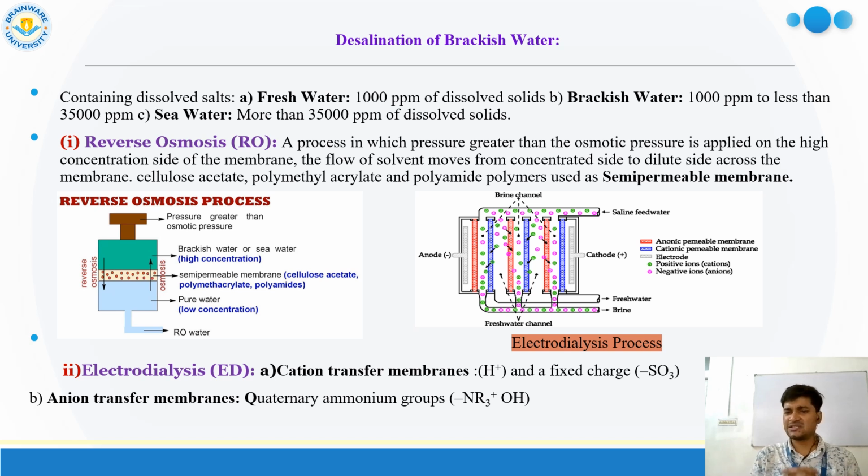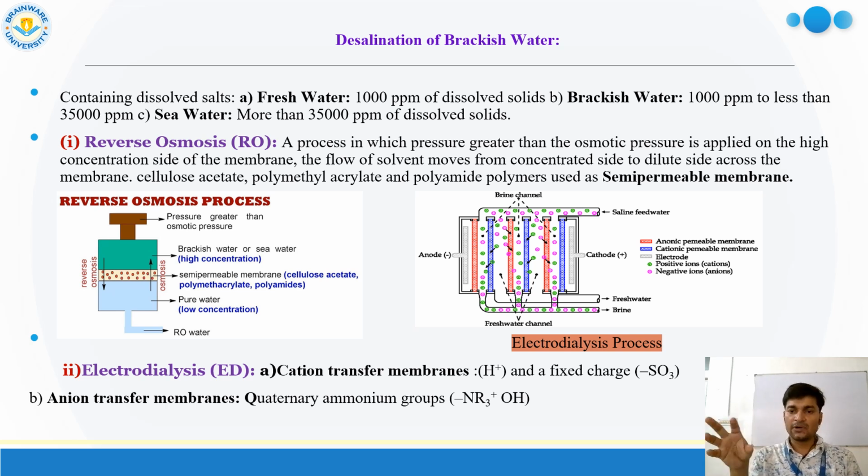For sea water, it is very high, 35,000 ppm of solids. That is why I told you in the beginning of the class that if your water body contains a high amount of concentrated salts, the water is not drinkable and not usable for any purpose. If you want to use that, you need to go through a particular separation technique. Then you can use it.